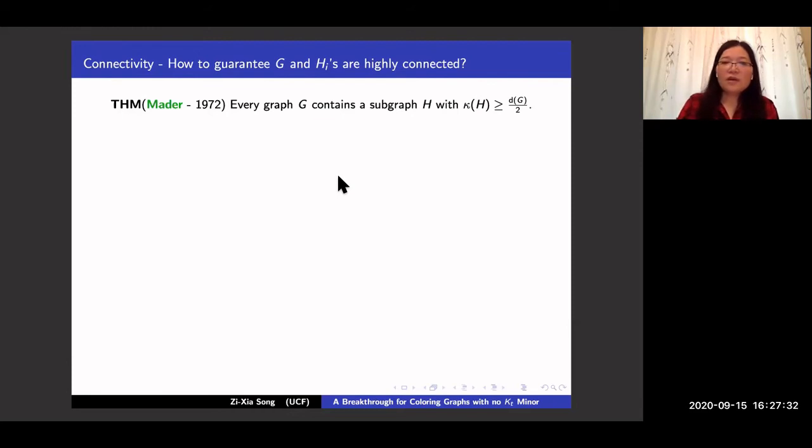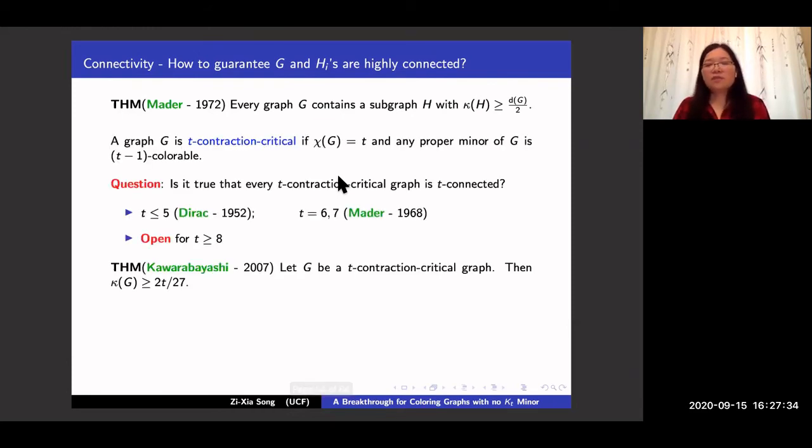Now for a contraction critical graph, to prove the Hadwiger bounds, we can assume our graph is contraction critical. So what is contraction critical? Sometimes we say t-contraction critical, meaning the chromatic number of G is t, but any proper minor of G is (t minus 1)-colorable. So for this one, there is a question here in the literature.